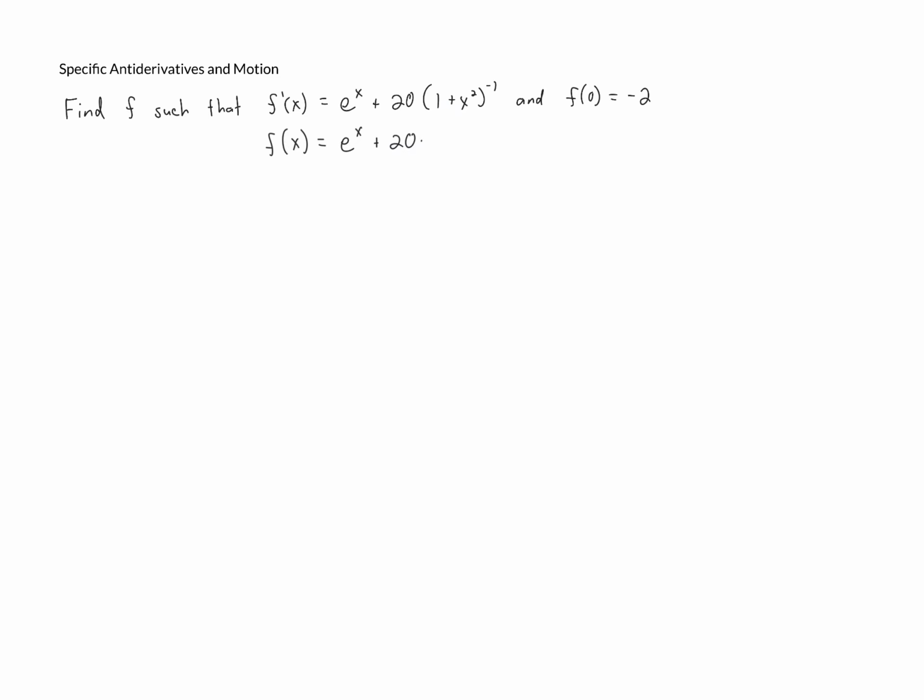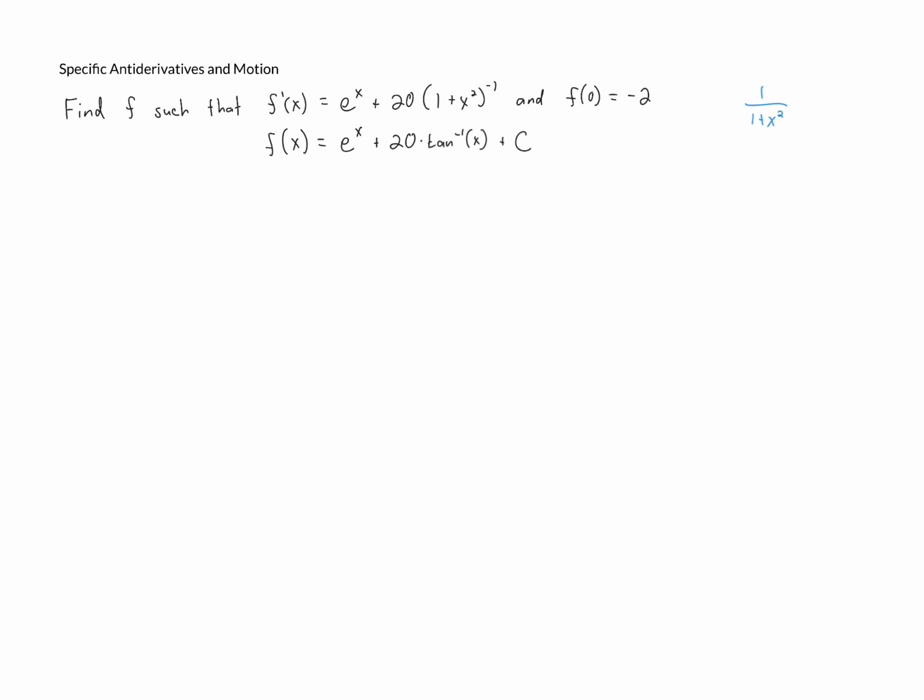But remember, 1 plus x squared to the negative first is the same as 1 over 1 plus x squared. And we know the antiderivative of this. This is in our table. The antiderivative of that is inverse tangent. So it's going to be 20 times inverse tangent of x. And then plus some constant. So this is the general antiderivative.